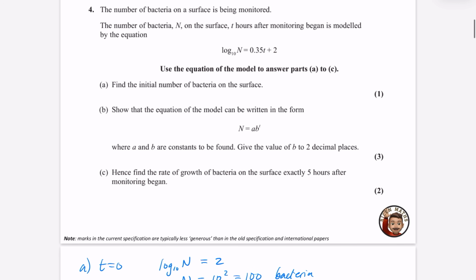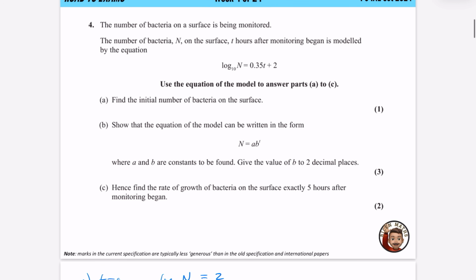It says, show that the equation of the model can be written in the form n equals ab to the power of t, where a and b are constants to be found, and give the value of b to 2 decimal places. Well, that's implying that a is not going to need any rounding at all. There are a couple of different ways of doing this. I like the version where I take logarithms of it, and then compare it to the one at the top and do a bit of spot the difference.